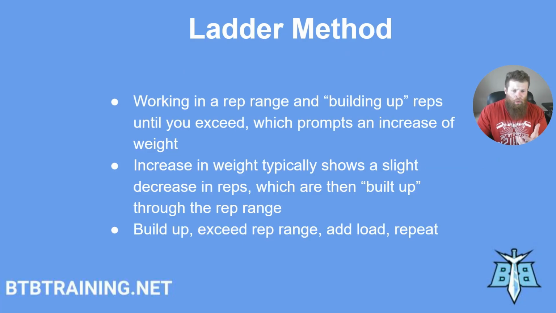In its simplest form, the ladder method is simply working in a rep range and building those reps up until you hit the top end of that rep range, which will then prompt you to increase the weight. Typically, when you increase the weight, especially with how much you increase the weight by, that is going to show a slight decrease in your repetitions, in which you will then build those reps back up again until you hit the top end, and then you will add weight and then repeat.